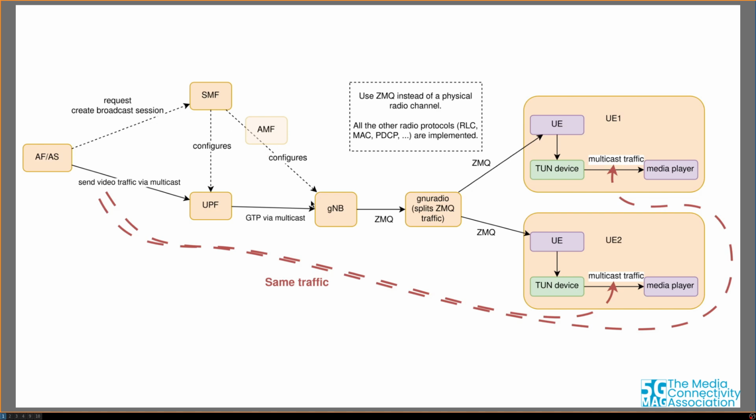Once we have configured the data path, we need to send the video to the UPF. The UPF will forward it to the gNodeBs via GTP and multicast. Then the gNodeBs will forward it to the GNU Radio container. This is a special container that will split the traffic to two UEs in this case. Then on the UE, the traffic will come out in a TUN device, and a media player will be able to get the traffic and play the video.